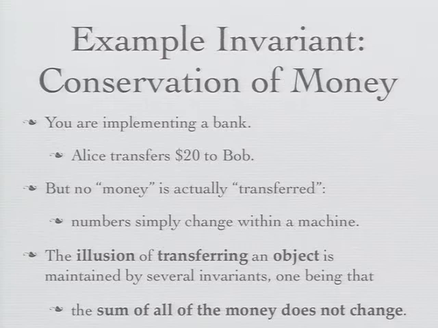Here's another invariant, conservation of money. You're implementing a bank. When you transfer money from Alice to Bob, no money's transferred, right? You're just subtracting and adding. There's an illusion of transferring an object. But why does that illusion persist? That illusion persists because there are invariants that are maintained. For example, the sum of all money does not change. If money goes away somewhere, it has to show up somewhere else. Local conservation of money is what makes money work. If we could just invent money, it wouldn't be money, right?